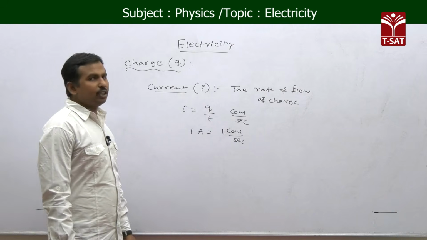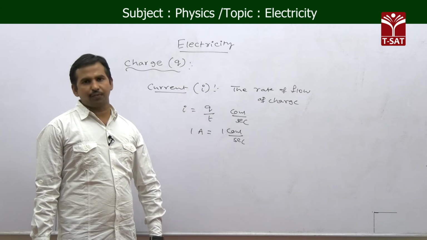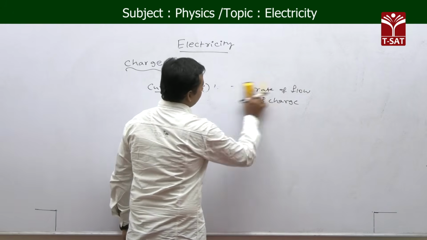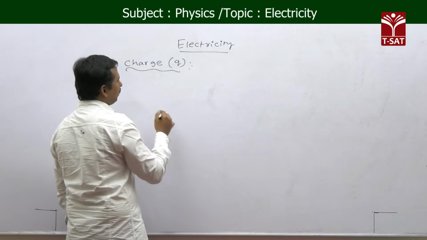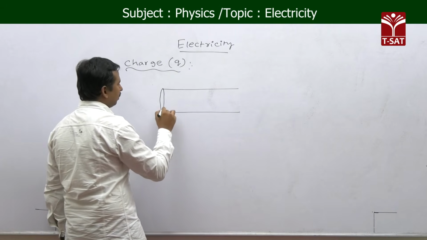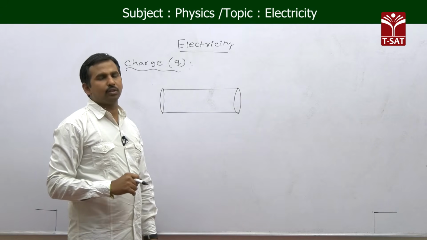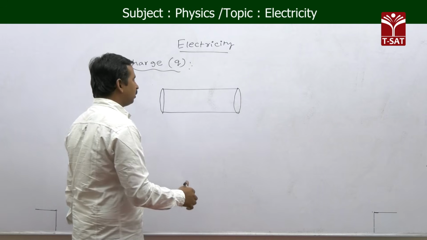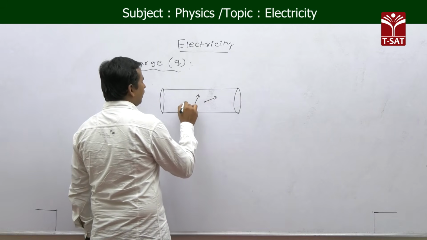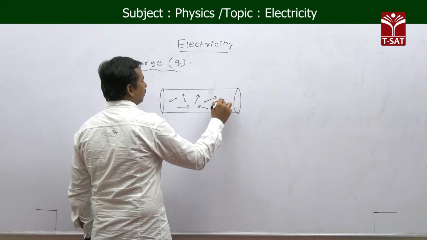Now you see how these conductors allow the current to pass through them. In any metal conductor, free electrons are already present inside. For example, if you assume a wire, a cylindrical line like this, inside this wire the free electrons move in different directions like this. As it is a metal, the charges move in different directions.